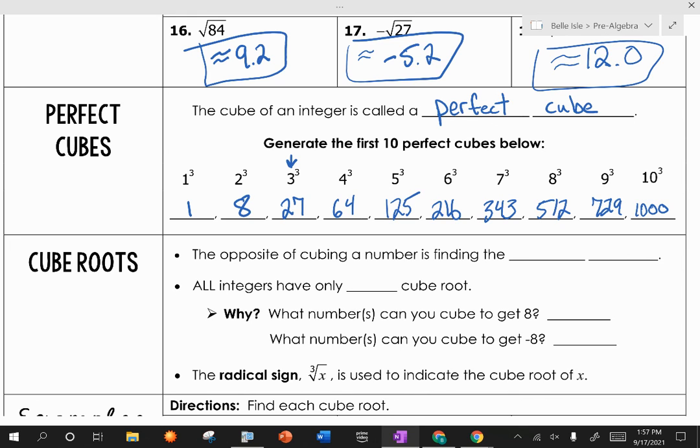Okay, the opposite of cubing a number is finding the cube root. All integers have only how many cube roots? 1. Why? Because now we're not doing it twice. Our negative rules when we're multiplying are what determine this. How many roots does this have? If I am taking the cube root of 8, what is that?